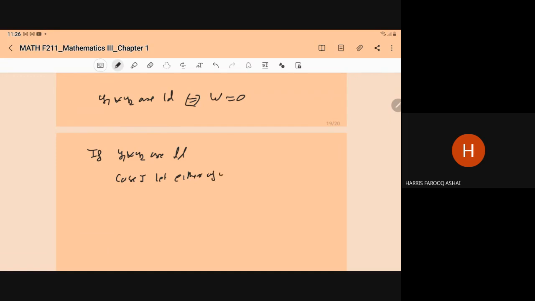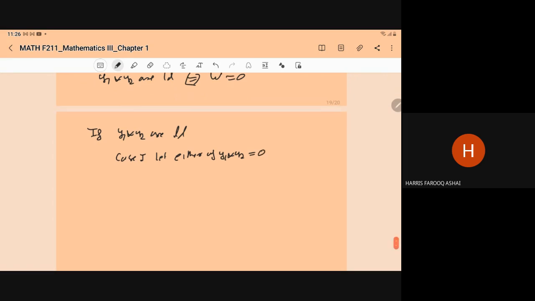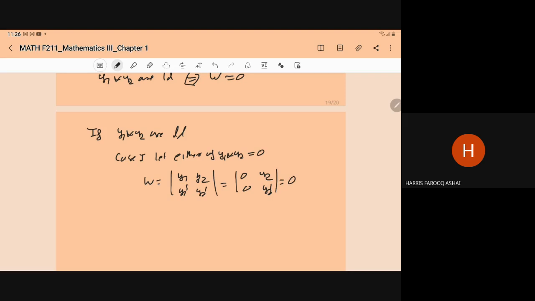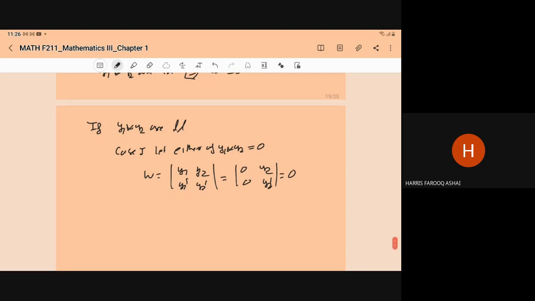Let either of y1 and y2 be equal to 0. Identically 0 means they are 0. So what is the W? W is the determinant of y1, y2, y1 dash, y2 dash. Let us assume y1 is 0. So it is 0, y2, 0, y2 dash, which will give you 0. So W is equal to 0 when y1 and y2 are LD. And you know that if any function is 0, then y1 and y2 will be LD.